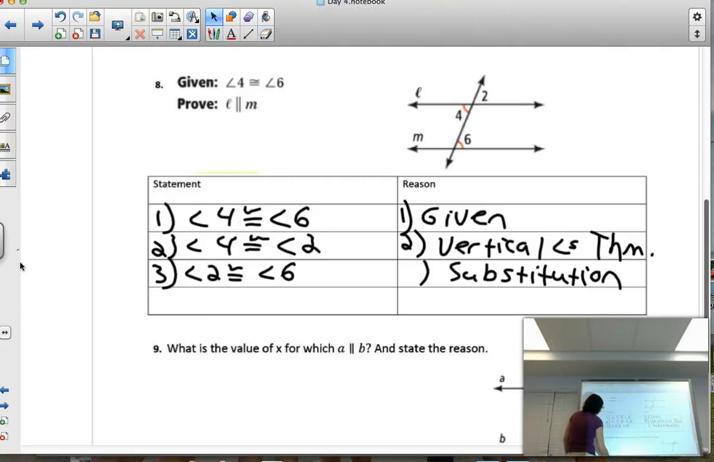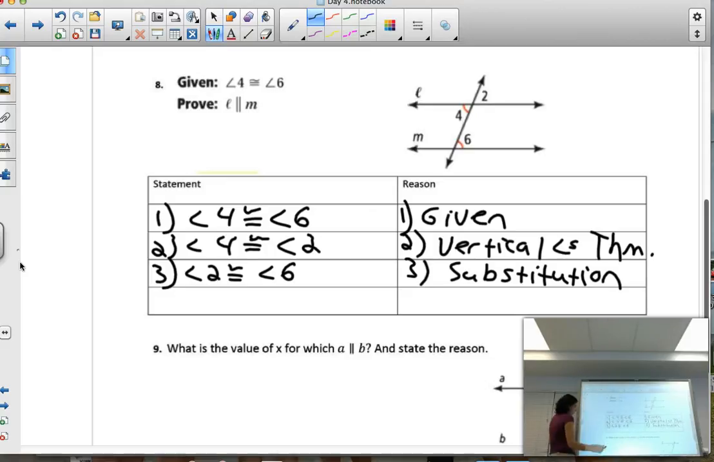Okay, last thing. What should my last statement be? L is parallel to M. Now, what's the reason? If 2 is congruent to 6, corresponding angles converse. Remember, if I give you the angles and you tell me 2 lines are parallel, that's always the converse. So corresponding angles converse.